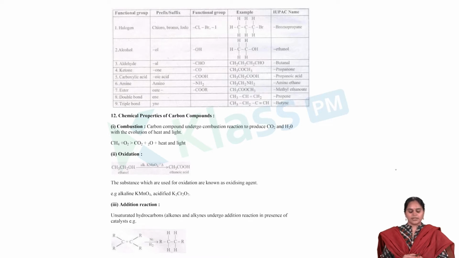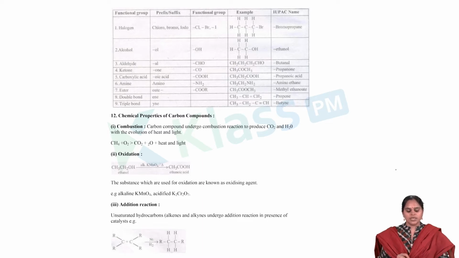Coming to the addition reaction. What will happen in the addition reaction? Unsaturated hydrocarbons like alkenes and alkynes, which have a double bond and triple bond, will undergo addition reaction in the presence of a catalyst. See in this example, C double bond C undergoes addition reaction, and what is formed? Hydrogen is added here, which gives you C single bond C with hydrogen atoms.